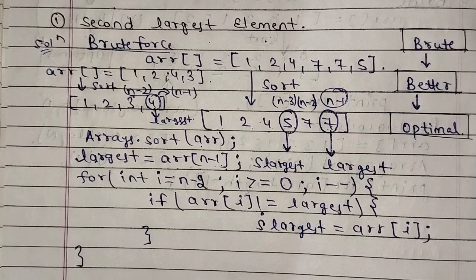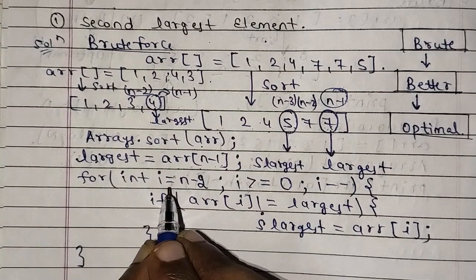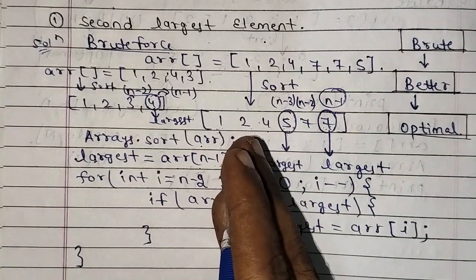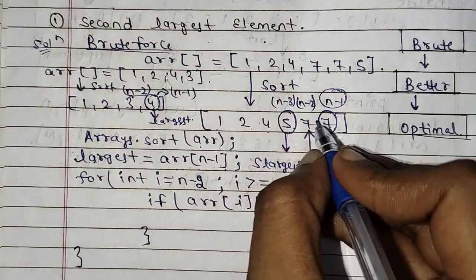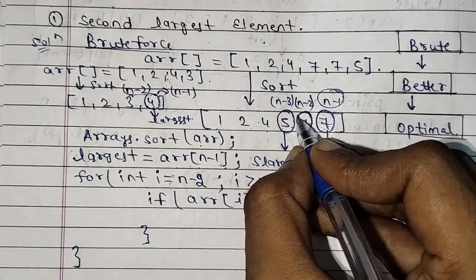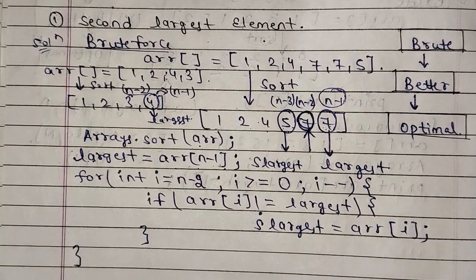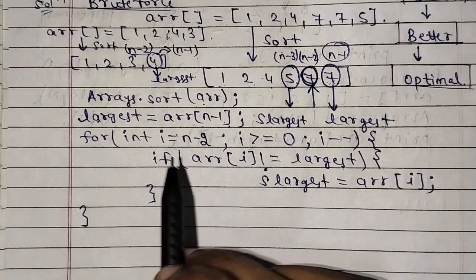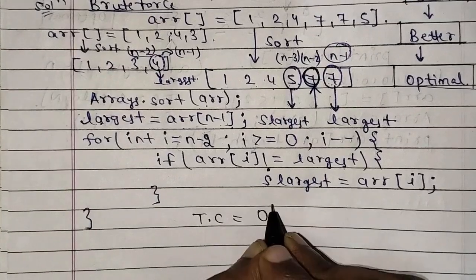By this way we start our loop from i equal to n minus 2, because we have to traverse this array from this side. Sometimes our second largest element is present here, and sometimes not. So this is the code for the brute force approach, and the time complexity is big O of.